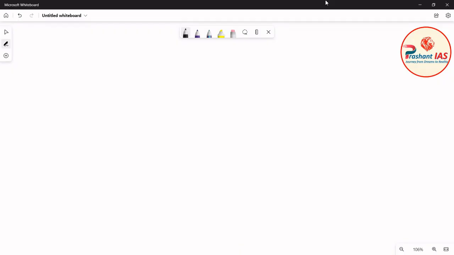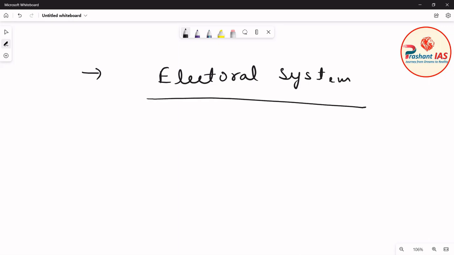Friends, now let us come back to our topic. So first of all, we will discuss the types of electoral system. Okay, so what will we discuss? We will discuss the types of electoral systems throughout the world political system. So here we are not only concerned with India, we are concerned with the entire world. So first of all, we have to see the types of electoral system throughout the world political system.